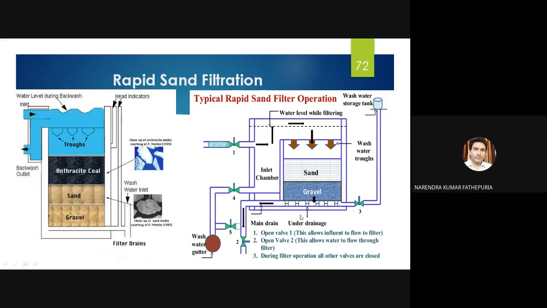and water will be sprayed through the nozzles. From the bottom side it will spray through the under drainage system, and then the cleaning operation can be done. So open valve 1 and open valve 2, this allows water to flow through the filters. During filter operations, all other valves are closed. Once the capacity is fulfilled, all valves will be closed. There's a detention period you are giving, then again it will be opened.